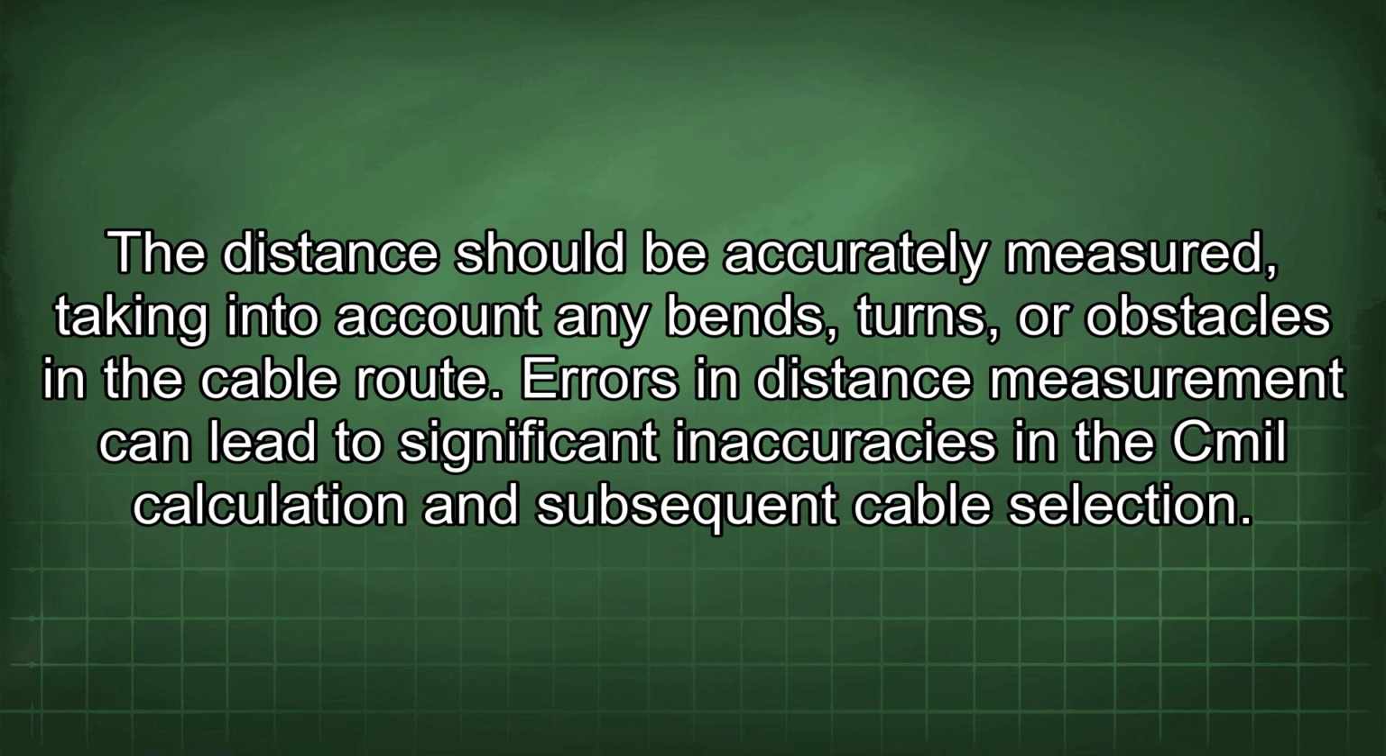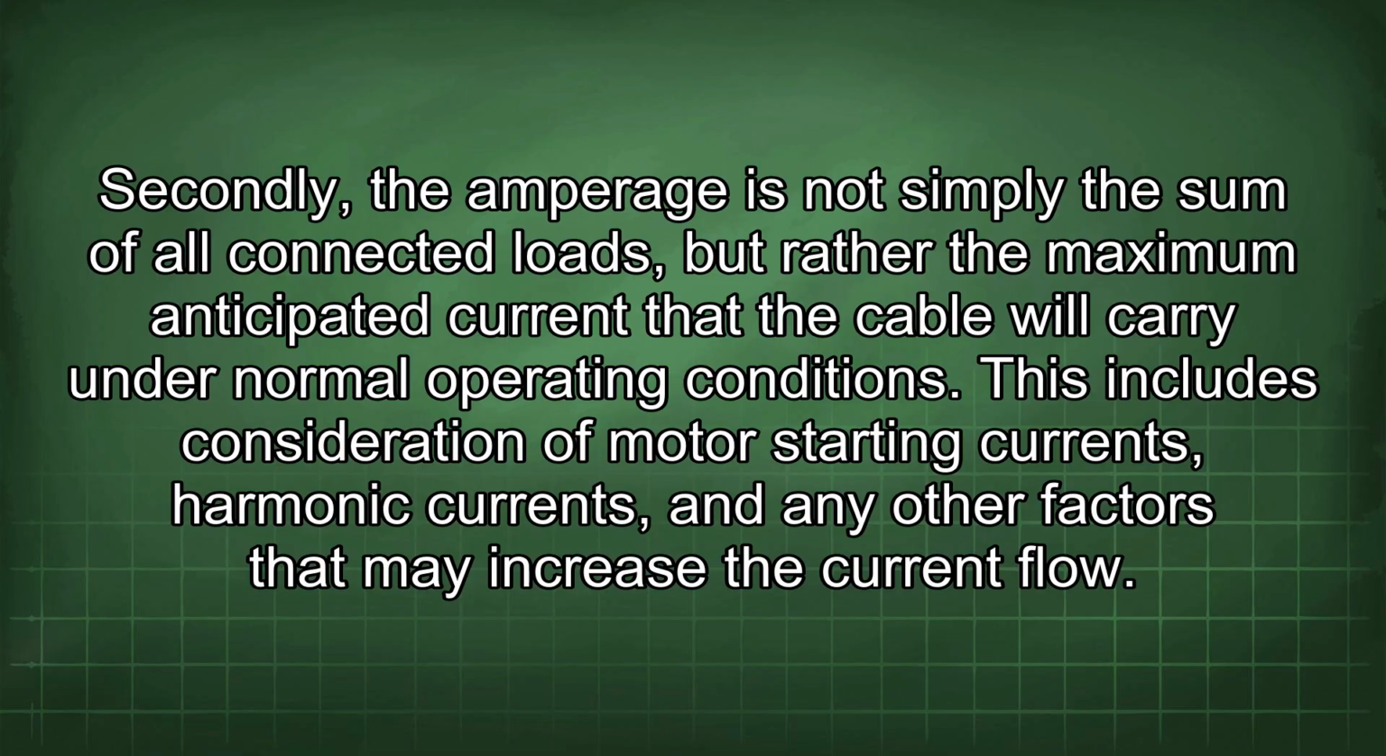The distance should be accurately measured, taking into account any bends, turns, or obstacles in the cable route. Errors in distance measurement can lead to significant inaccuracies in the Cmil calculation and subsequent cable selection. Secondly, the amperage is not simply the sum of all connected loads, but rather the maximum anticipated current that the cable will carry under normal operating conditions.